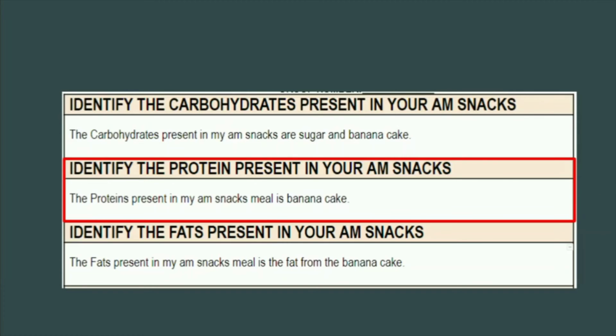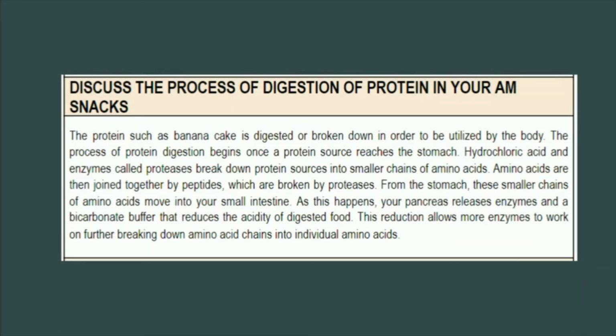Now, for the proteins present is the banana cake itself. In the process of digestion, it begins once the protein reaches the stomach. The protease and hydrochloric acid break down the protein sources into smaller chains of amino acids. It will then move into the small intestine, and the pancreas will reduce acidity to allow more enzymes to further break the chains down to individual amino acids.